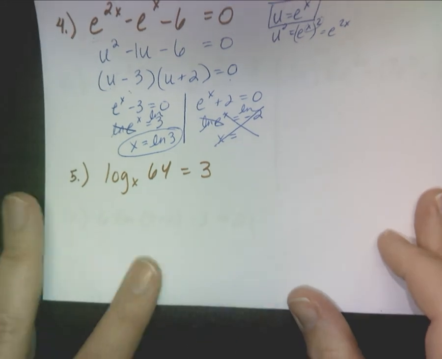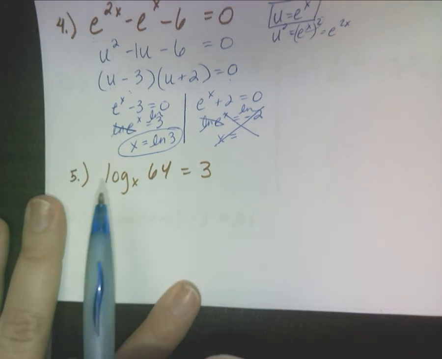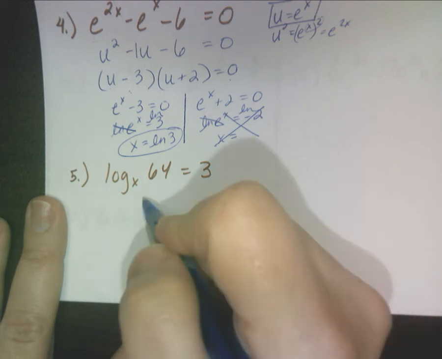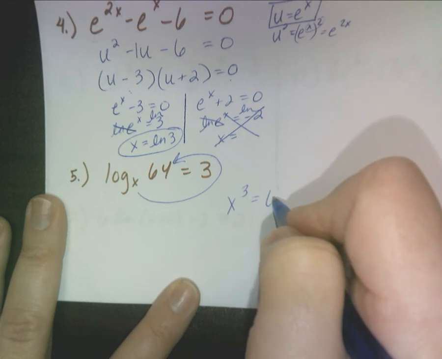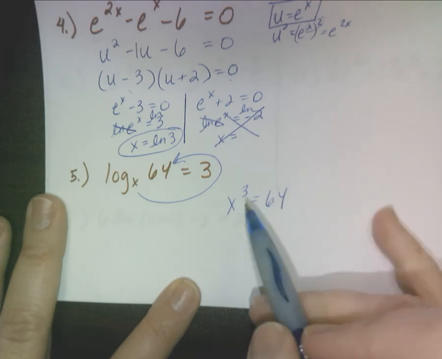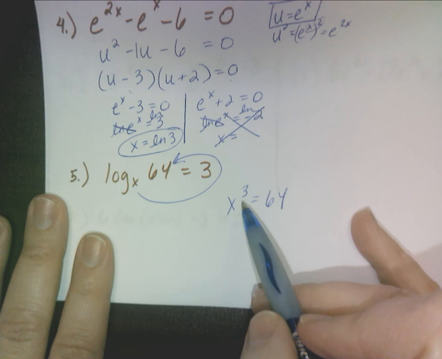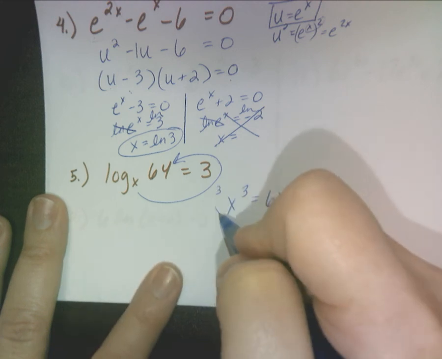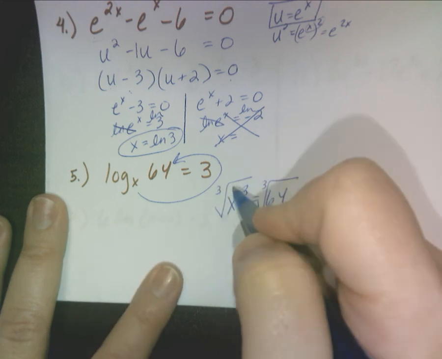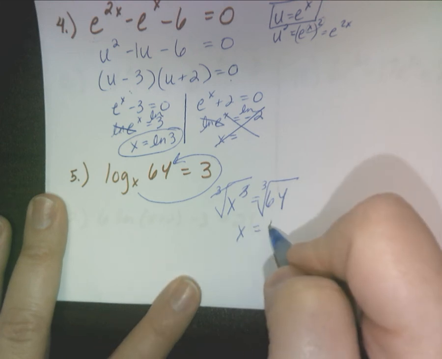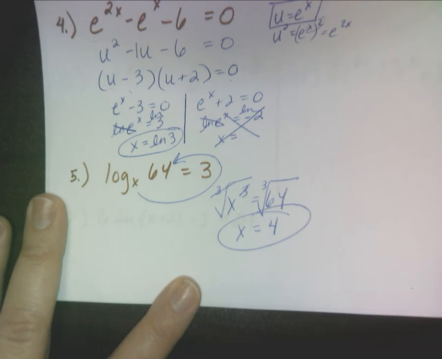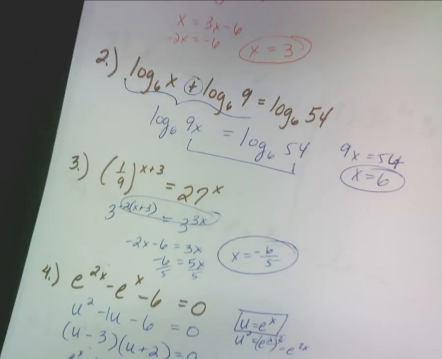Okay, number 5, if you see 1 log on one side, you zoop. X to the 3 equals 64. How do you solve if you're cubing x? Cube root. So x equals the cube root of 64, which is 4. So there's the first 5 problems.